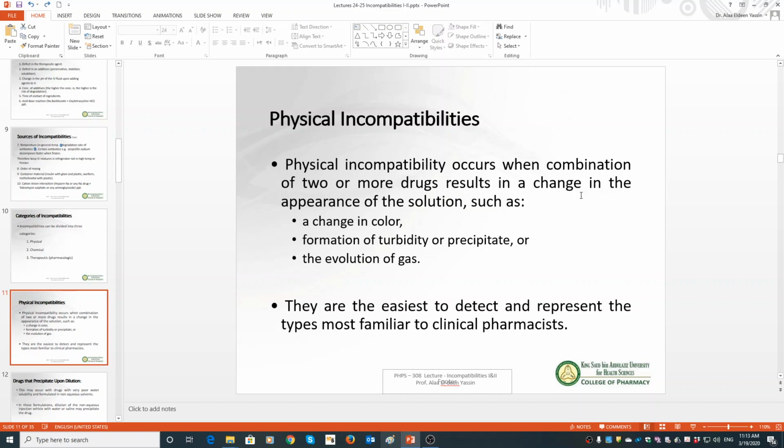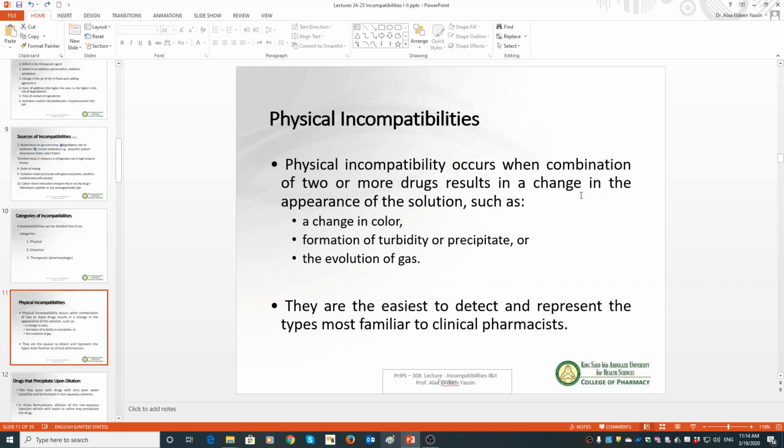Or you mix together and you see turbidity. Turbidity means something precipitated, either the drug precipitated because of its solubility, or a new compound, a new insoluble salt, formed. Or you see evolution of gas. Evolution of gas means a chemical reaction occurred, and as a result a gas is evolved. So you don't know what happened; something changed.